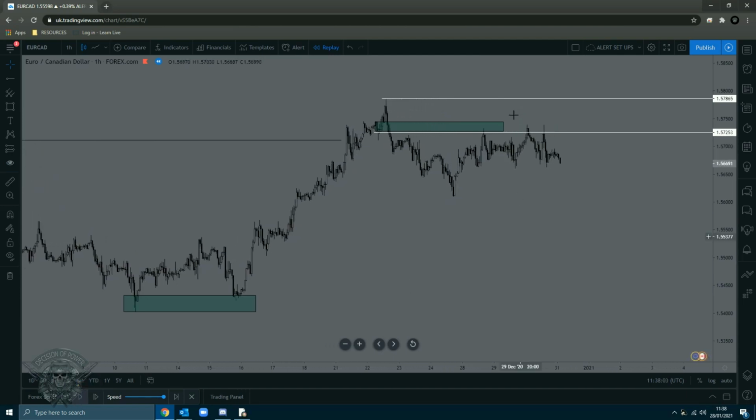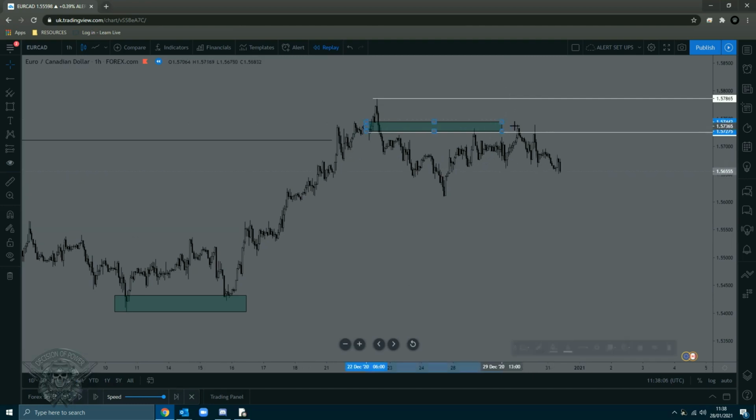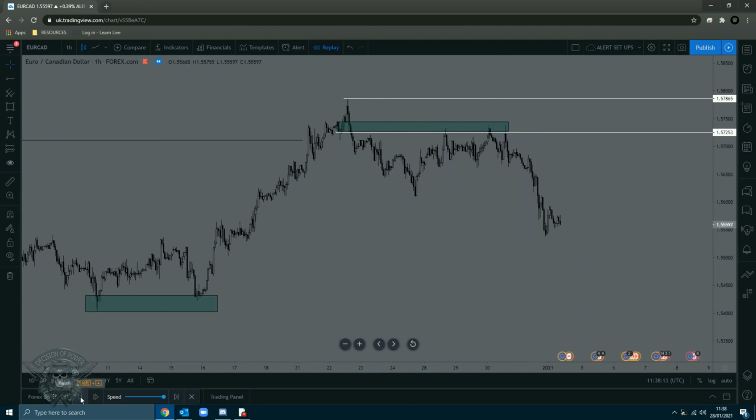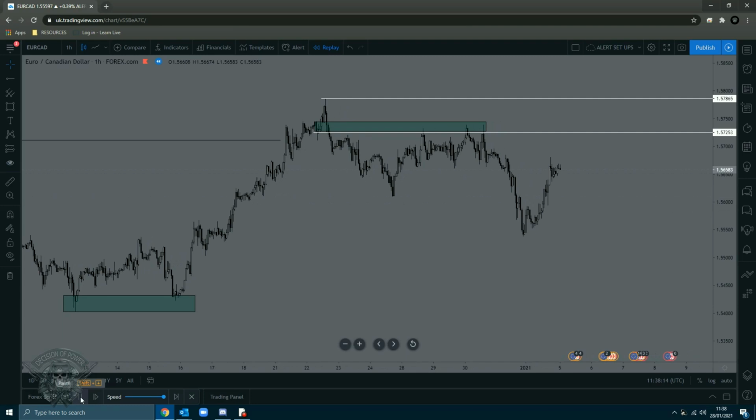Okay, so see how many times it came back up to retest that point. So you had 3 opportunities there to get in. You don't always get 3 opportunities. And look how fast it then accelerates away.